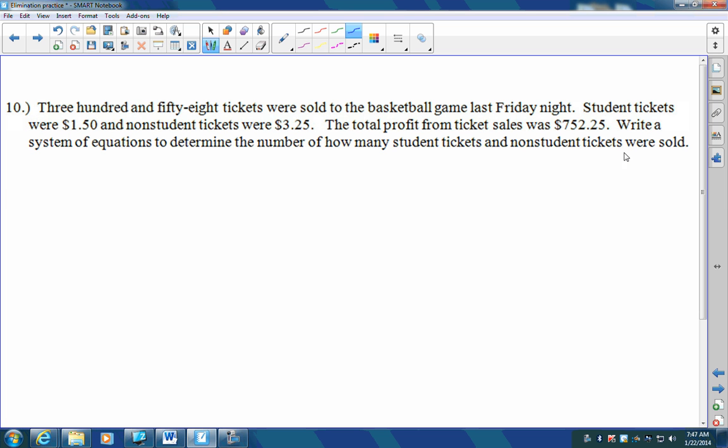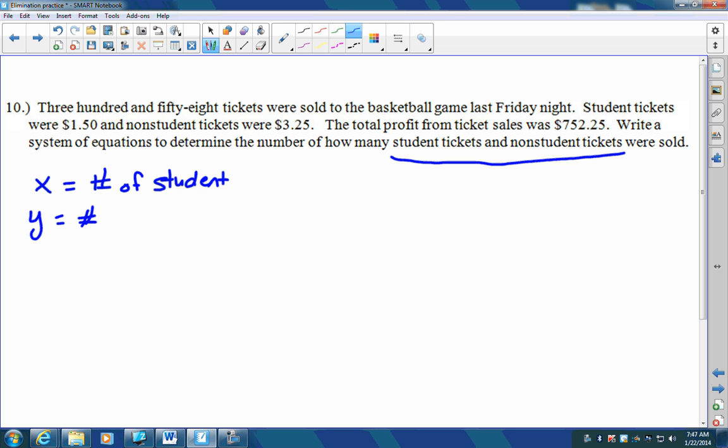First, to define your variables, it's telling us right here what to find. Student tickets and non-student. So, you can do X, Y, S, and N. I'll do X equals the number of student tickets. Y equals the number of non-student. Now, I like to go through and put my dollar amounts next to it. How much are the student tickets? Student tickets are $1.50. Non-student, $3.25.